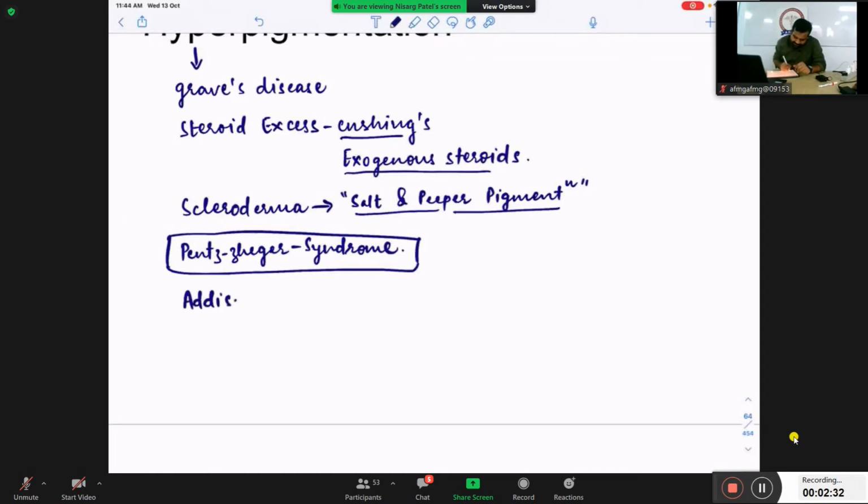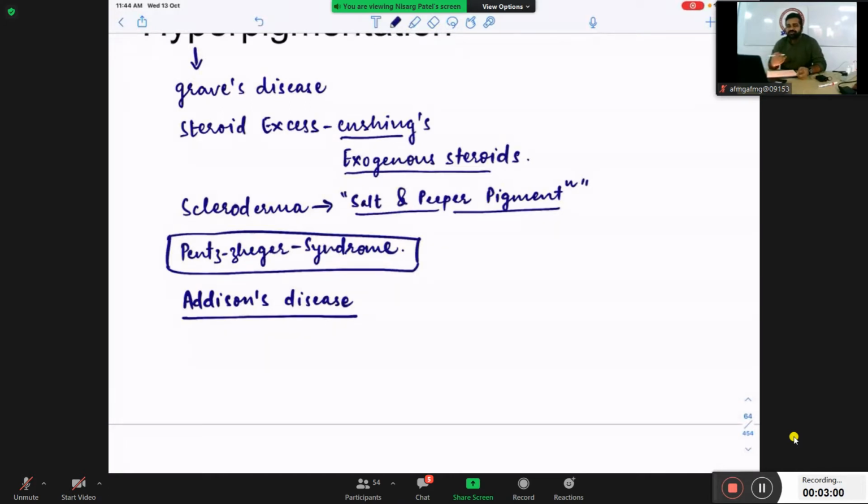Then Addison's disease. What is Addison's disease? Aldosterone deficiency. What is the opposite of Addison's disease? Conn's syndrome. So Addison's is a hypo state, Conn's is hyperaldosteronism. So Addison's disease. What is Addisonian crisis?